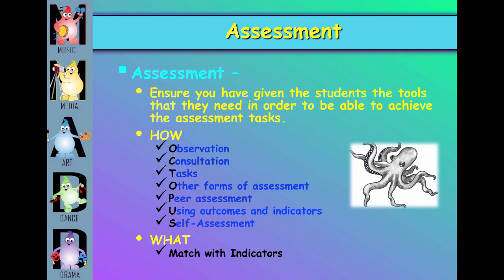We use the word octopus to help you remember. Observation, consultation, tasks, other forms of assessment, peer assessment, using outcomes and indicators, and self-assessment. And there's many more details about each of those particular areas of assessment in the student support material and in Mad About the Arts. And the what? You look at the indicators. That's what you're assessing. And you write at the bottom what you are assessing in the assessment section.